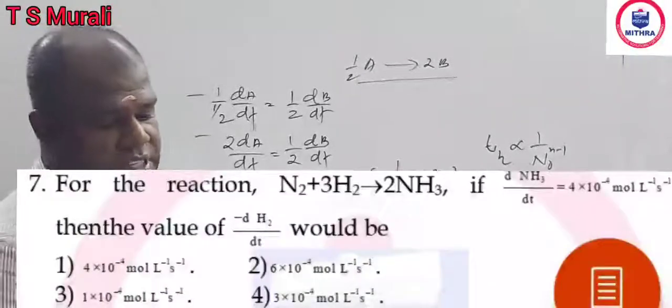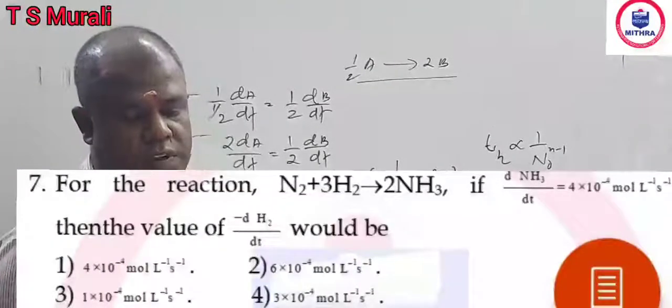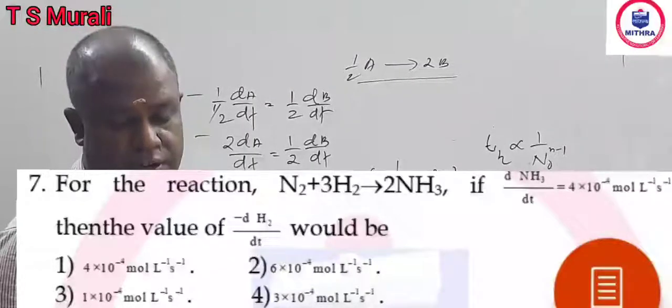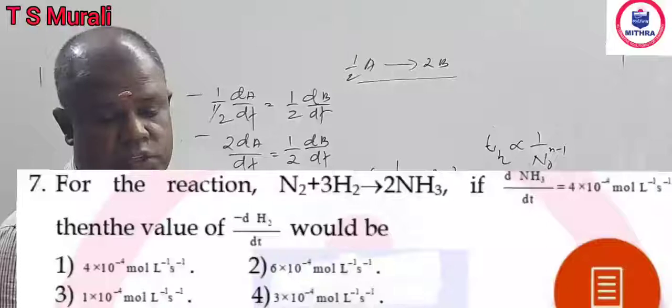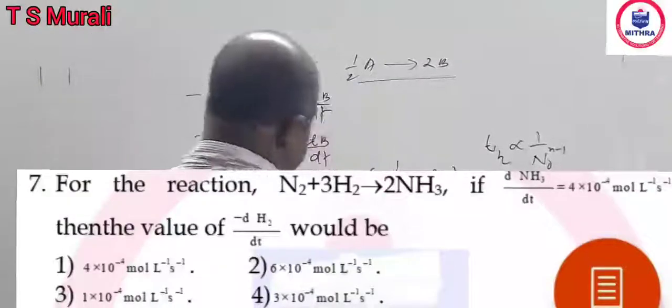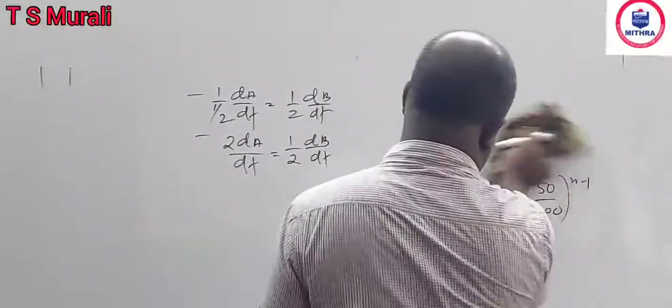Question number 7. For a reaction N2 plus 3H2 gives 2NH3, dNH3 by dt is 4 into 10 raised to minus 4 mole per liter. Then what is the value of minus dH2 by dt? Minus dH2 by dt. Simple. Using the same strategy, you can work it out. Ammonia formation.